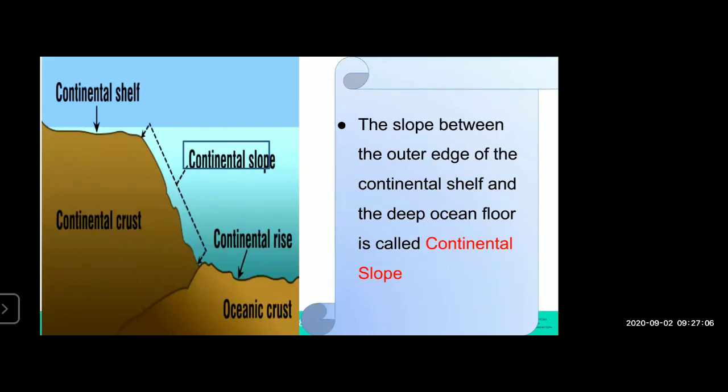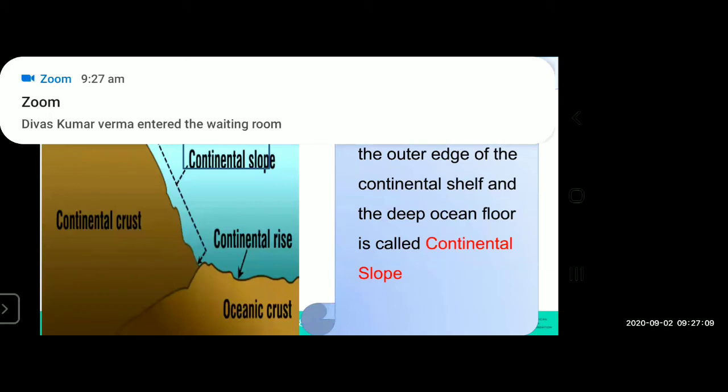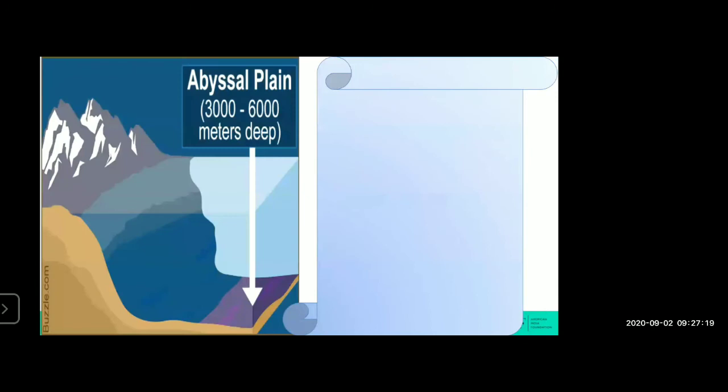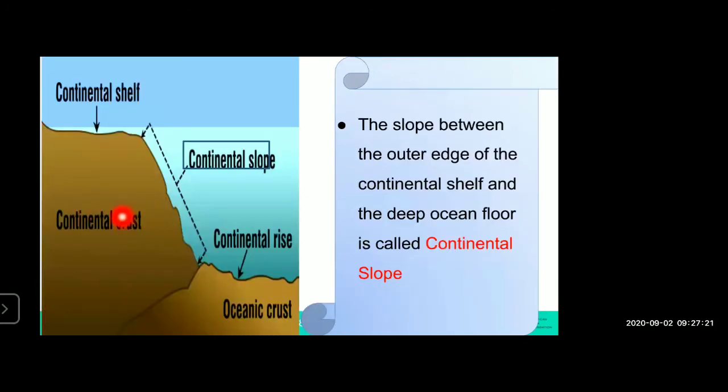The depth of the continental slope is 200 meters to 3,600 meters. The continental slopes are the edges of continental blocks. The zone changes from continental crust to oceanic crust. The lower boundary of the slope is considered to be the boundary of the continents.